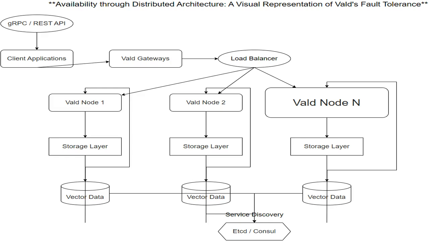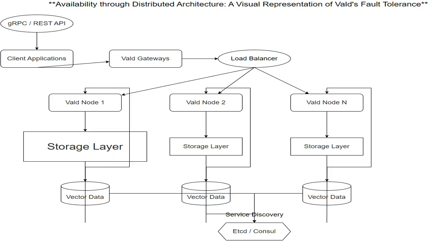Let's talk about the storage layer. This is where the vector embeddings are physically stored. It could be a local disk, a network file system, or a distributed storage system. Let's reiterate about the storage layer, as there are 3 of them. Since there are 3, this represents data replication or sharding across multiple storage locations for redundancy and scalability.